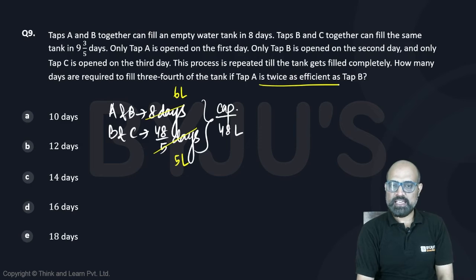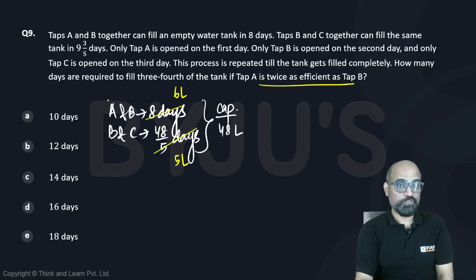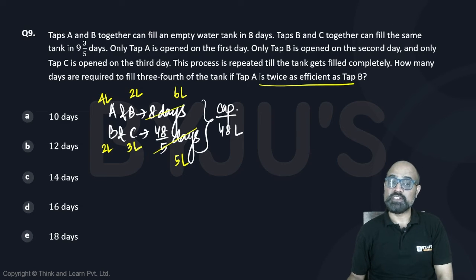Now since A is twice as efficient as type B, that means A should be filling twice of what B fills. So B should fill 2 liters, A should fill 4 liters, and if B is filling 2 liters, C should fill the remaining 3 liters out of 5 liters.